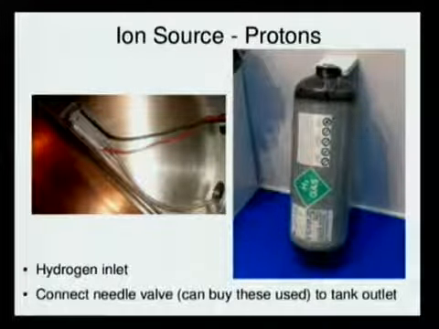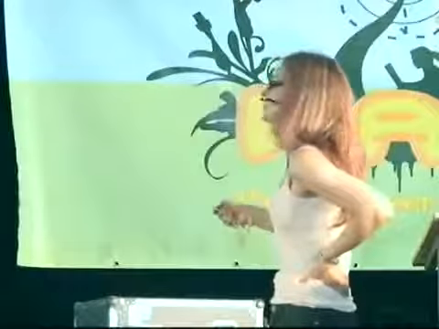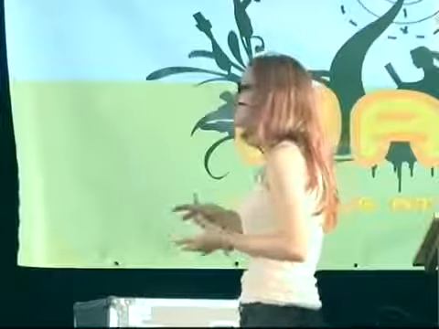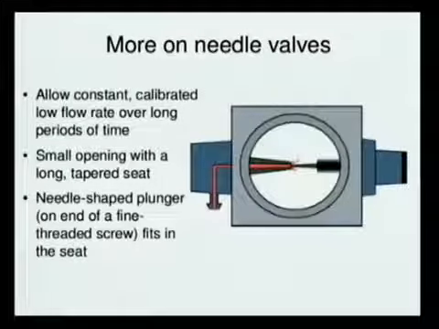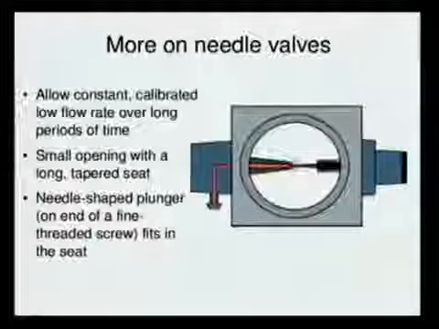The second thing you need is the hydrogen source. You can get a regular tank of hydrogen fairly easily, but the tricky thing is you need a needle valve at the tank outlet. You can buy these used; they're kind of expensive new. Needle valves are important because they're very good at maintaining a very constant, very small flow of gas coming out. You want a constant, calibrated, low flow rate over very long periods of time, meaning a day or so.